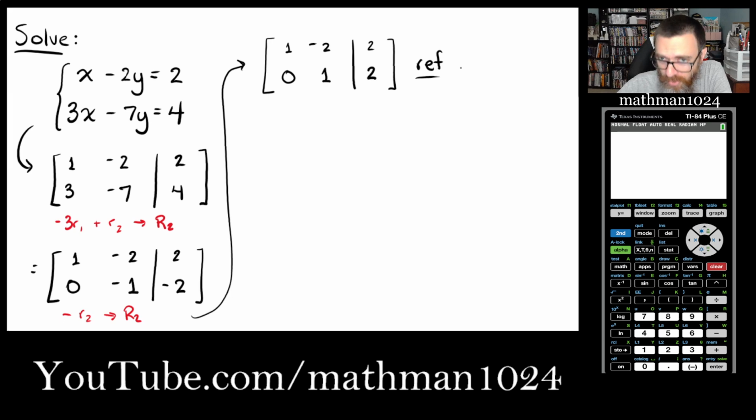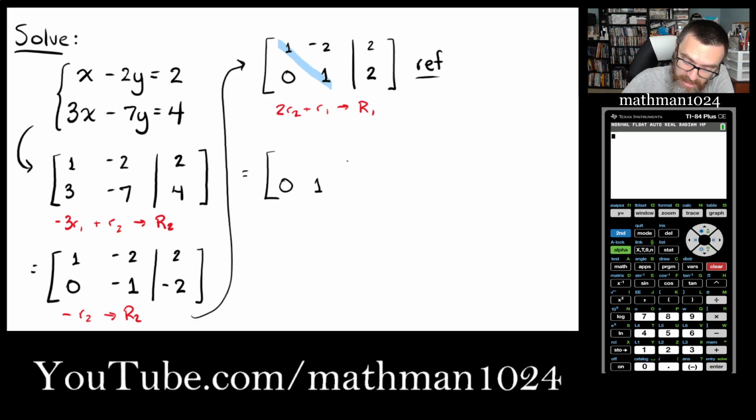But I want reduced row echelon form, which means, yes, I have ones along the diagonal. That's great. But I want to have zeros everywhere else, at least on this side of the matrix. So I'm going to get this guy right here to be a 0. And I do that by doing 2 times row 2, adding that to row 1, and that's going to be my new row 1. So my second row does not change.